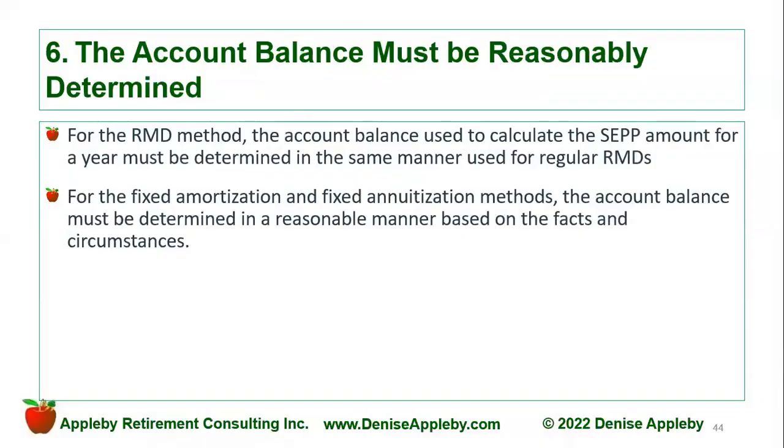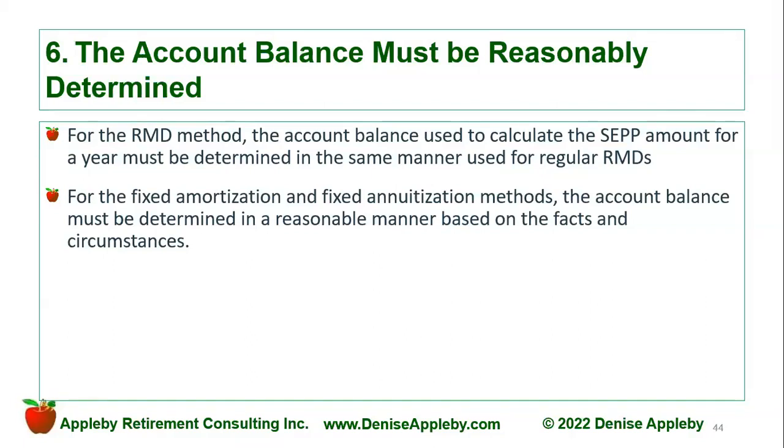Now, the account balance must be reasonably determined. When you're calculating the 72T amount, the formula requires inputting the account balance. And for the RMD method, the account balance is determined just as you would determine the account balance when you're calculating a regular required minimum distribution. For the fixed amortization and fixed annuitization method, the account balance must be determined in a reasonable manner depending on the facts and circumstances.